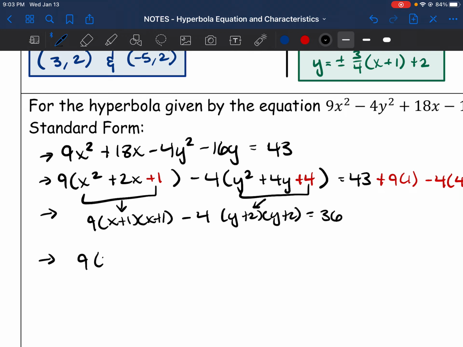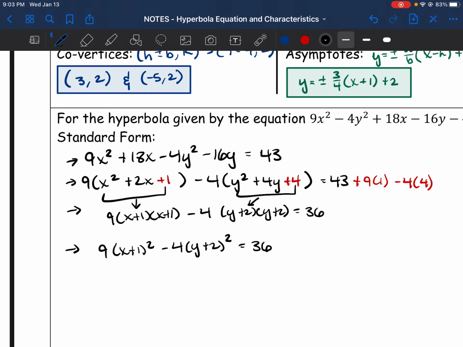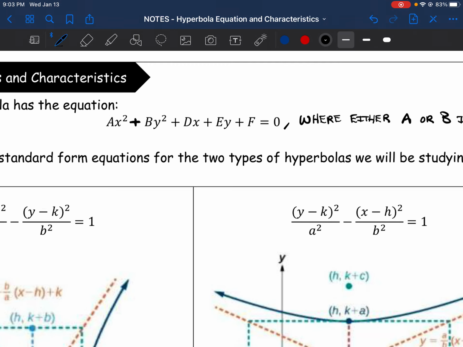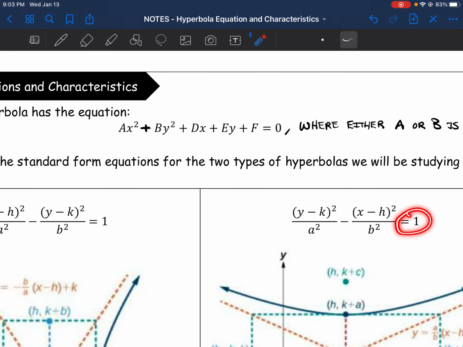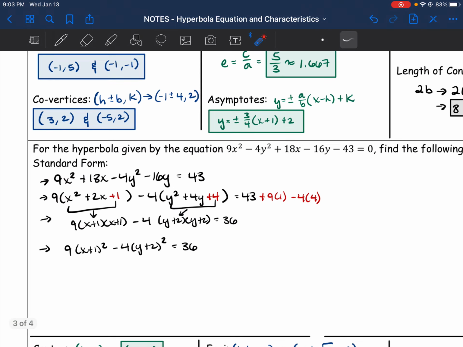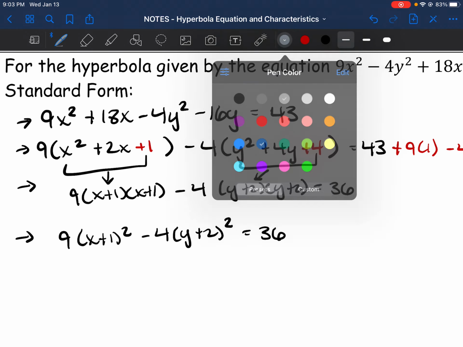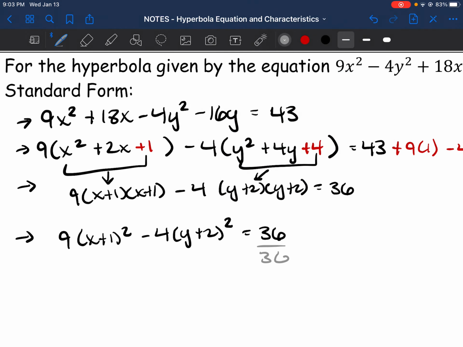Continuing to simplify, x plus 1 times itself is just x plus 1 squared, minus 4, same deal here, y plus 2 times itself is just y plus 2 squared, equals 36. All right, so going to write the standard form equation here, just like with ellipses. Notice that in standard form, the right side needs to equal 1. So just like with ellipses also, let's go ahead and divide each side of the equation by this right side constant. So let's divide each side of the equation by 36.